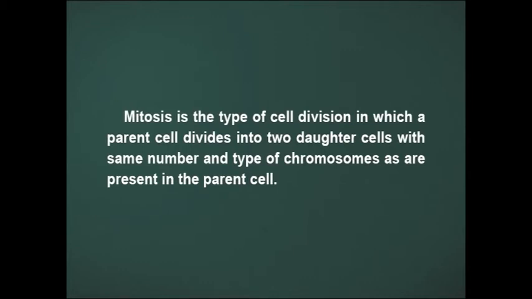Mitosis is the type of cell division in which a parent cell divides into two daughter cells with the same number and type of chromosomes as are present in the parent cell. It occurs in somatic cells and it is meant for the multiplication of cells during embryogenesis and blastogenesis of plants and animals. It is important for the replacement of cells lost to wear and tear and for wound healing.